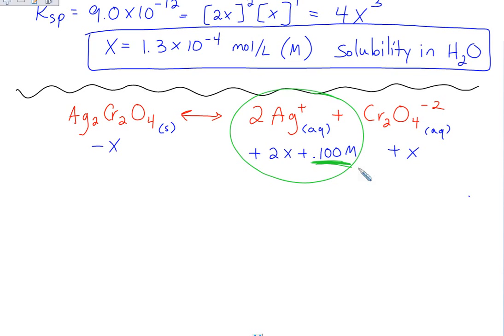Let's solve this for x. Watch what happens here. And this is beautiful. We have the Ksp. It's the same. Ksp. Was it 9.0 times 10 to the negative 12?